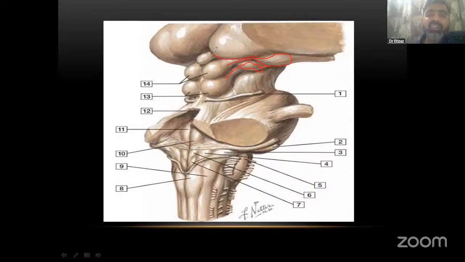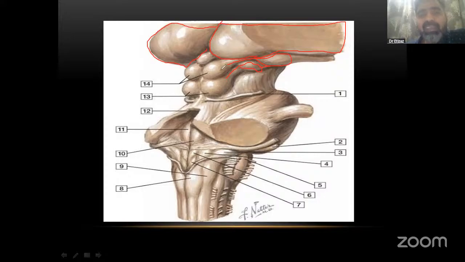What is this structure? Yes, please. It is the thalamus. Very important. Excellent, thalamus. Excellent, Dr. Sana. Thank you. So this is the thalamus. This is a section of the thalamus, the part of the thalamus that we call the pulvinar. So this is the pulvinar part of the thalamus.